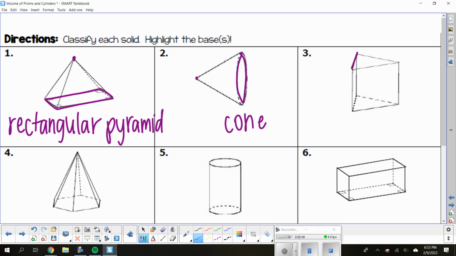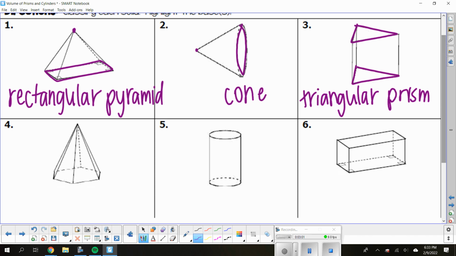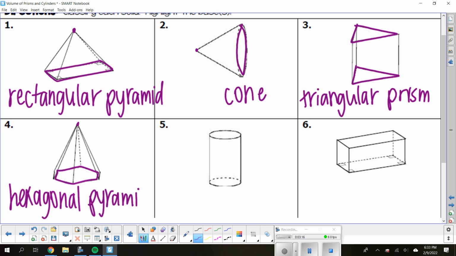On this one, I have two triangular bases, so I know I'm dealing with a triangle. So triangular. And since I have two, this would be a prism. Here, my base shape, well, if I count 1, 2, 3, 4, 5, 6. 6 is a hexagon, so hexagonal, and it's meeting at a point, so hexagonal pyramid. This one, I have two circular bases. That would make it a cylinder.